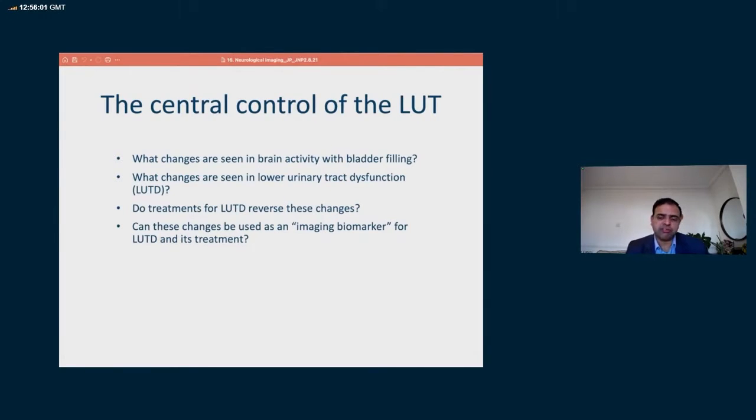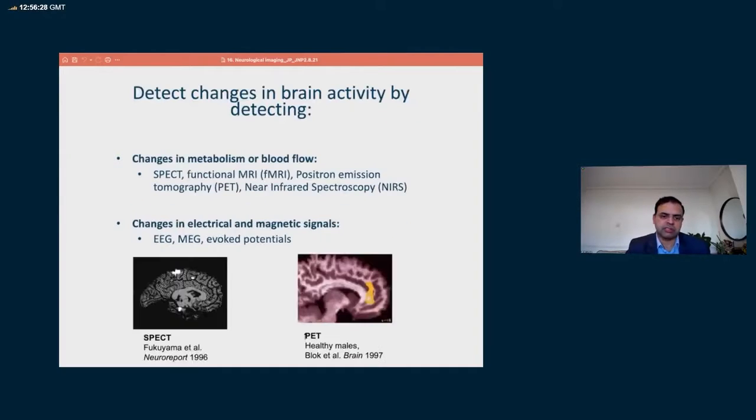What are the changes that are seen in brain activity with bladder filling? What changes are seen in lower urinary tract dysfunction? Do treatments for lower urinary tract dysfunction reverse these changes? And can these changes be used as an imaging biomarker for dysfunction and its treatment? Sadly, we don't have answers to most of these questions, but it does open up the intrigue and also opens it to listeners of this module in regards to future research questions.